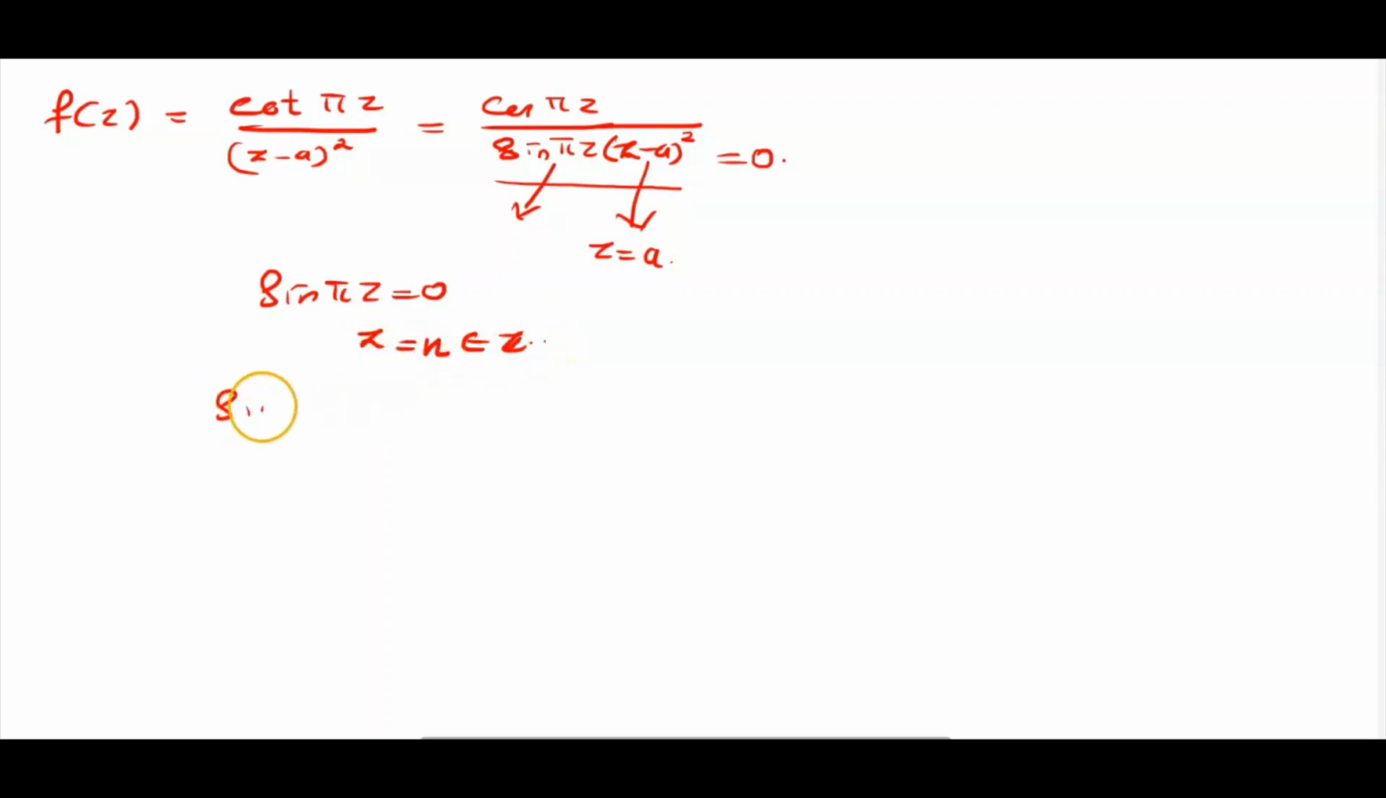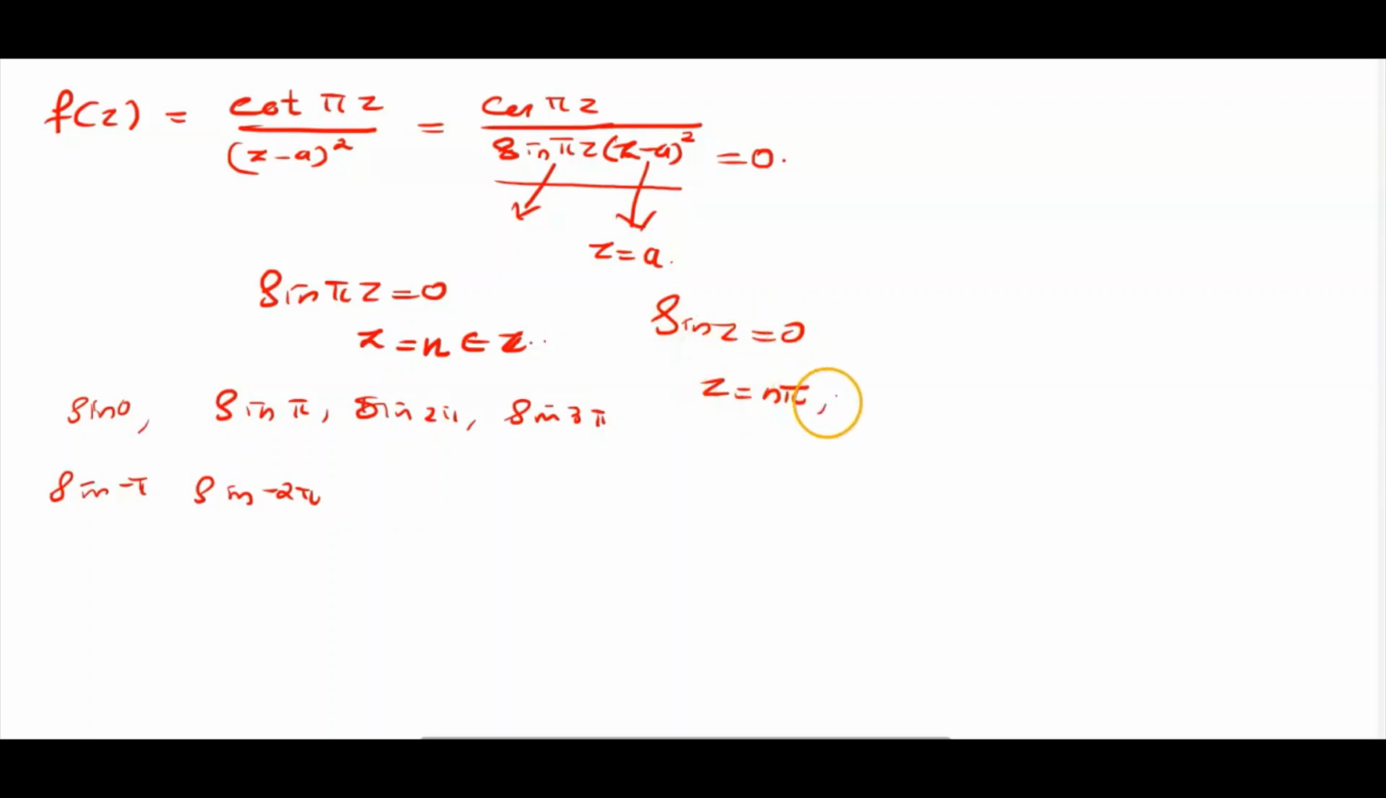If z is an integer, that means sin pi, sin 2 pi, sin 3 pi. Also for z equal to 0, that is sin 0, sin minus pi, sin minus 2 pi. These all are 0. That means sin z is equal to 0 when z equals n pi and n belongs to integer Z. So sin pi, 2 pi, 3 pi, minus pi, minus 2 pi, these are 0. That means z equal to n is the 0 of sin pi z. So here we have z equal to a and z equal to n. So the singularities of this function are z equal to a and z equal to n for n belonging to integer Z. So all integers and also z equal to a.